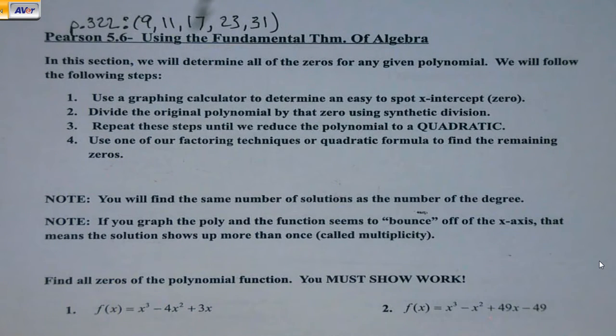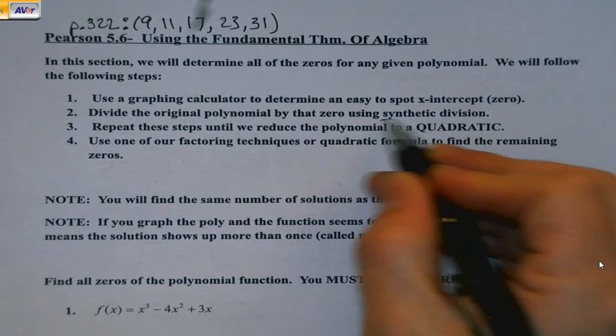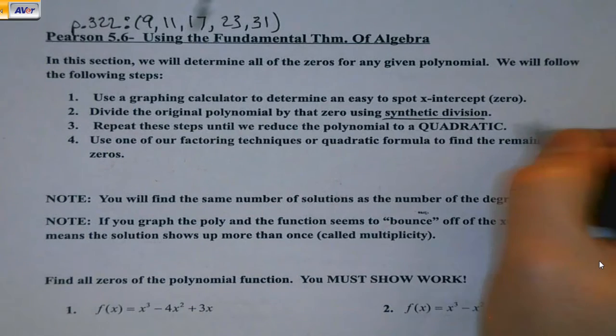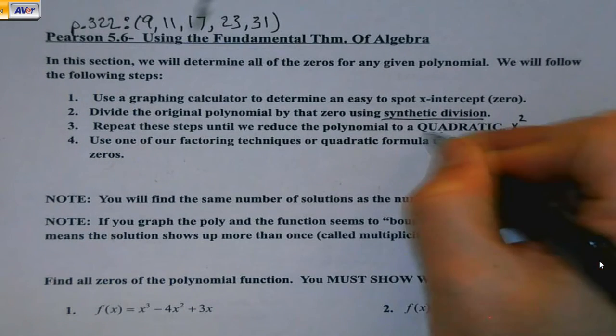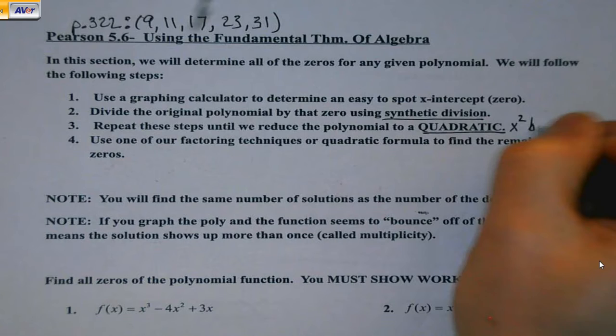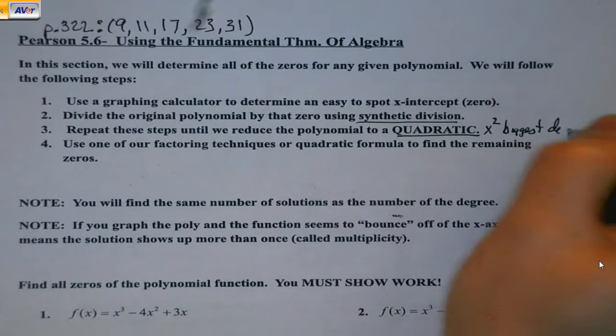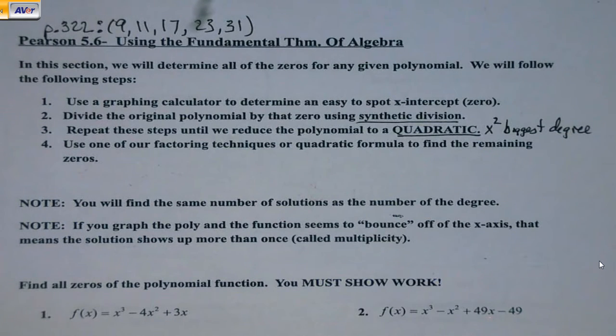If that doesn't give me all the answers, we're going to use synthetic division to get the polynomial closer to where we can get those answers. And then once we get down to a quadratic, remember a quadratic just means when x squared is our biggest degree, like x squared plus 2x minus 7 or something like that. And then once we get there, we can factor. We can use the quadratic formula.